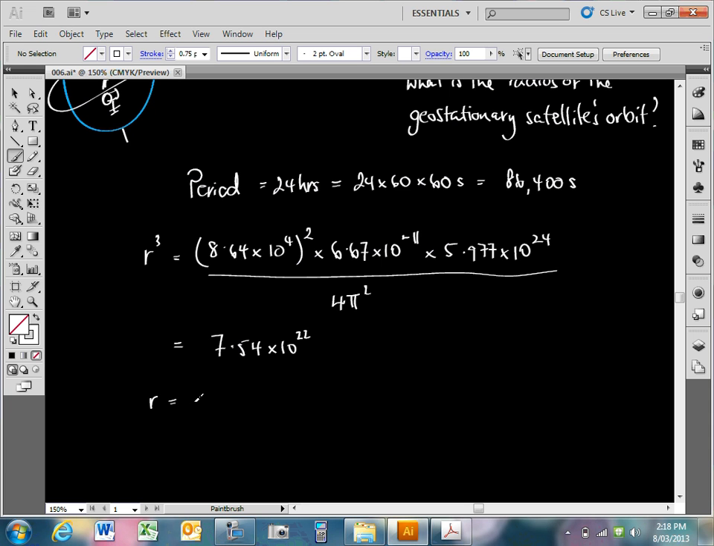So r is going to equal the cube root of that number. Thank you. This looks good. 4.2 by 10 to the 8. Ten to the 7. 4.2, what was it? Oh, they got 2.5. 10 to the 7 meters. Quite a large radius. What's wrong with this?